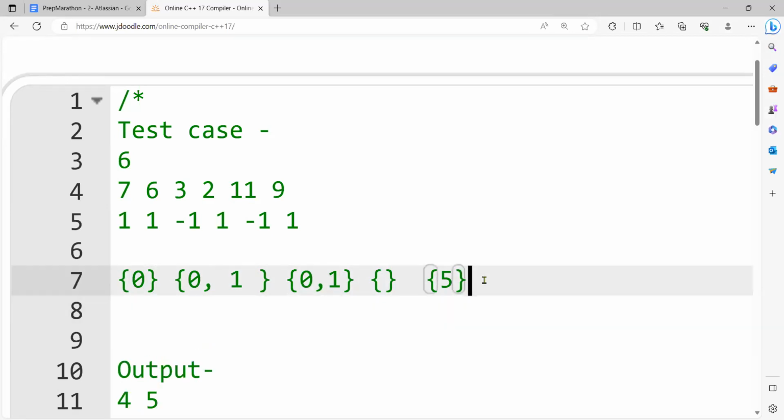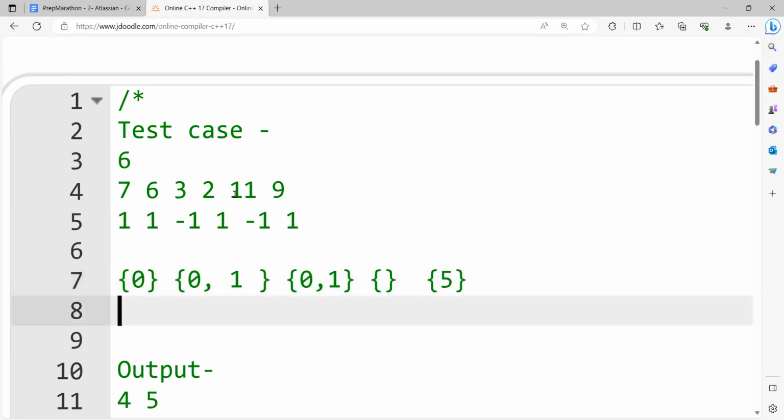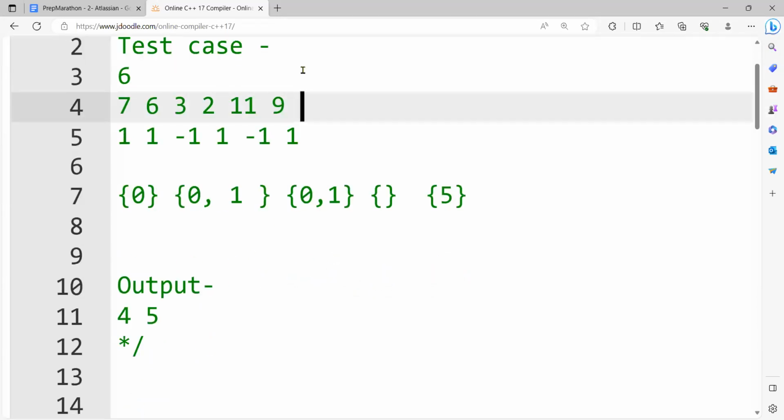So all these operations will happen. Now in my answer array, this fourth ball was not destroyed, and this fifth ball was also not destroyed, because they will not take part in any collision. So at the end, the answer is 4, comma 5.